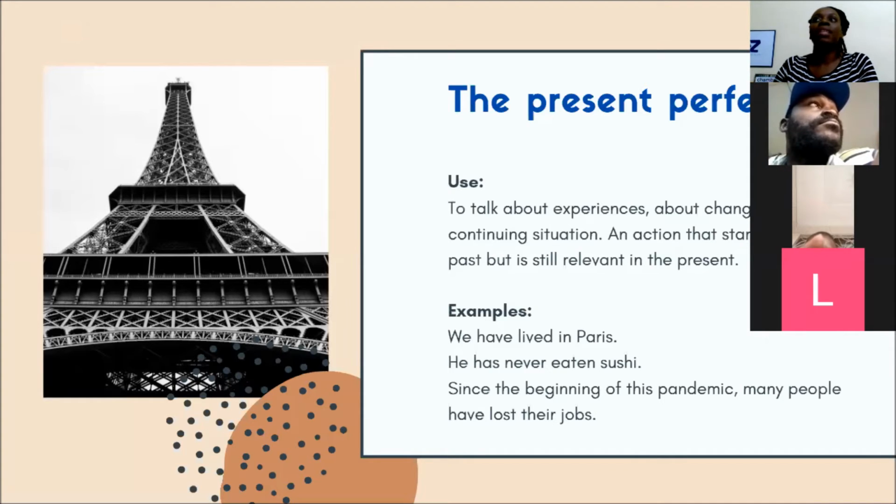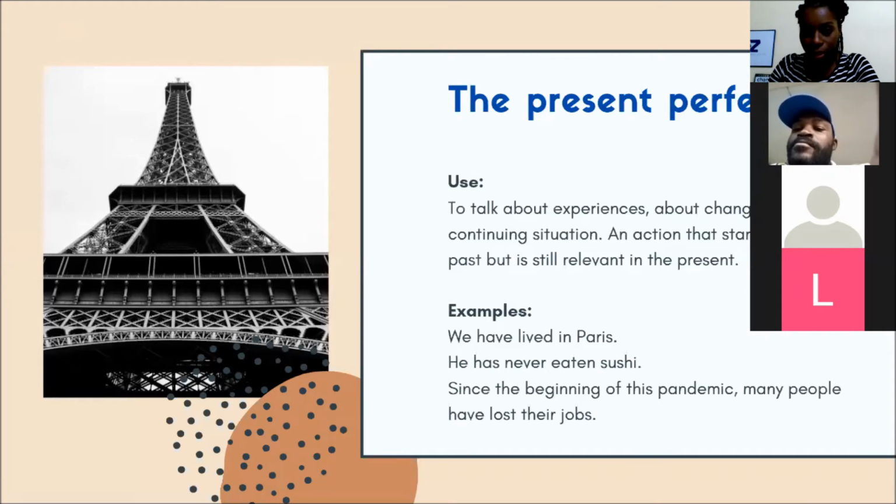He has never eaten sushi. It's an experience. Have you eaten sushi? No, I have never eaten sushi. It's an experience, so you will use the present perfect. An action that started in the past, but that is still relevant in the present.